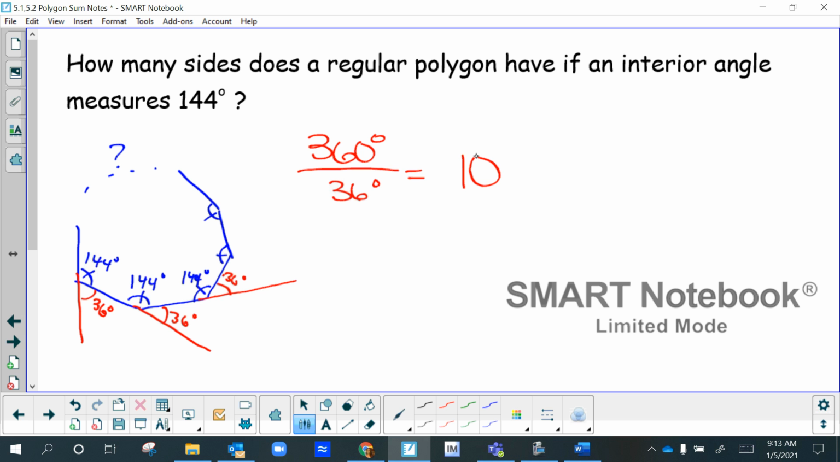So how many sides does it have? It has 10 sides. And that's the easiest thing to do, is work with the exterior angles always, okay? All right, there is a longer way to do it by using the interior angle formula, but trust me, the exterior angles is the best way to go. All right, and that is it.